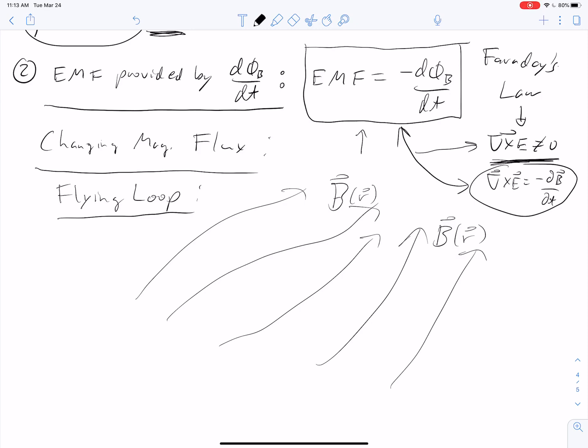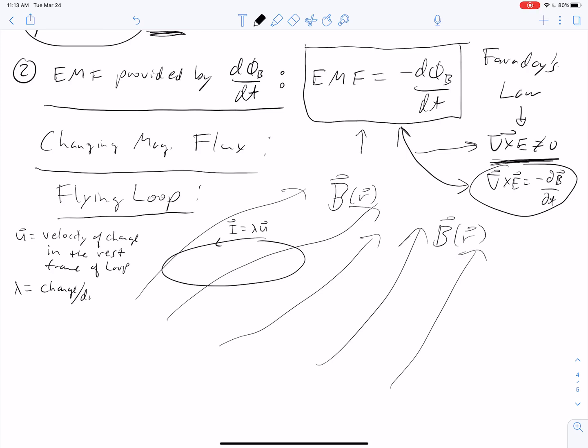throw our frisbee. Suppose I have a loop of wire, and just for argument's sake, let's suppose that there's some current flowing through it, I, and let's just say that I equals lambda U, where U is the velocity of the charge carriers in the rest frame of the loop, and lambda is equal to charge per distance in the loop.